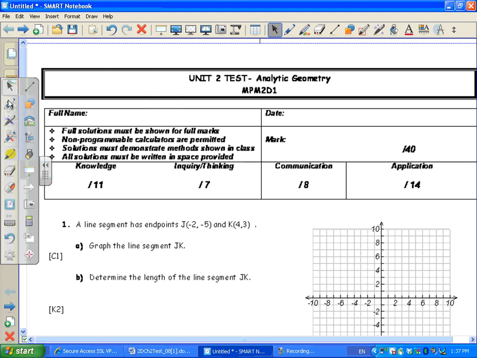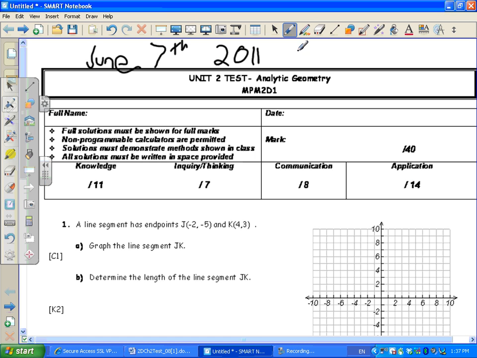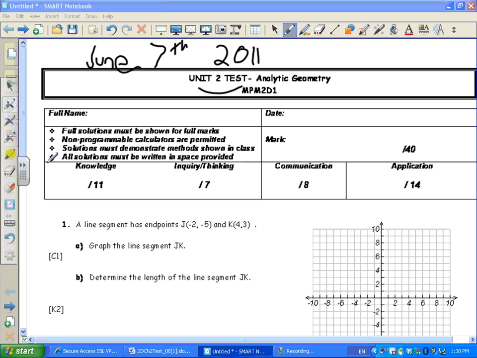Okay, today is June 7th, 2011. We're on chapter 2. We're going to start taking up the test, try to get as far as we can. We're going to start with the very first question.